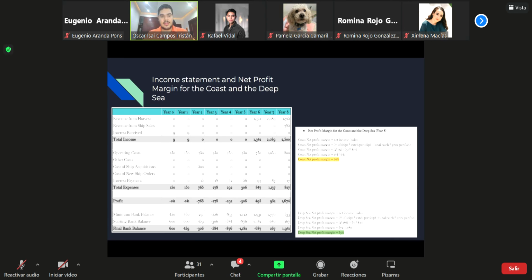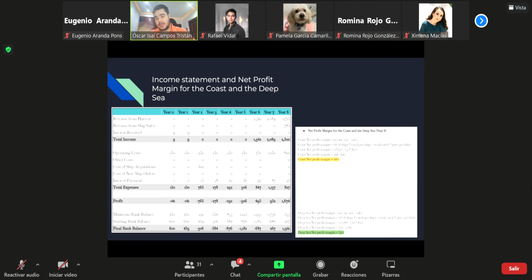The income statement and the net profit margin for the coast and the deep sea are very important to me because I kind of love to do this type of stuff, because it is actually the way business, or in this case, a simulation, talks to me and tells me if the situation right now is wrong or good. We can see the profit that is made up of the total income and the total expenses, but the really important thing right now is the final bank balance, that if it's negative or it's still the same, is not a good situation for the simulation.